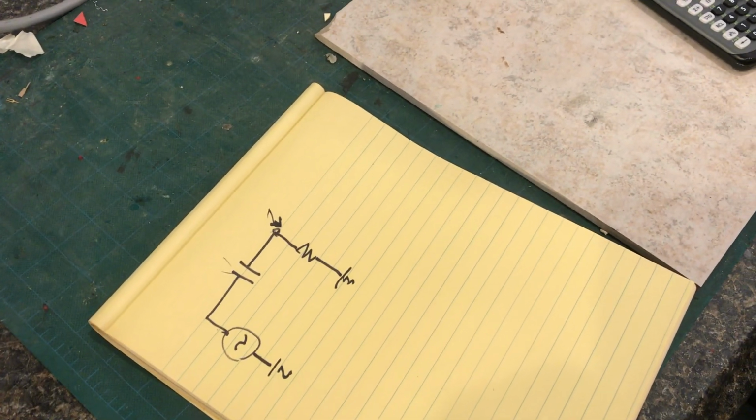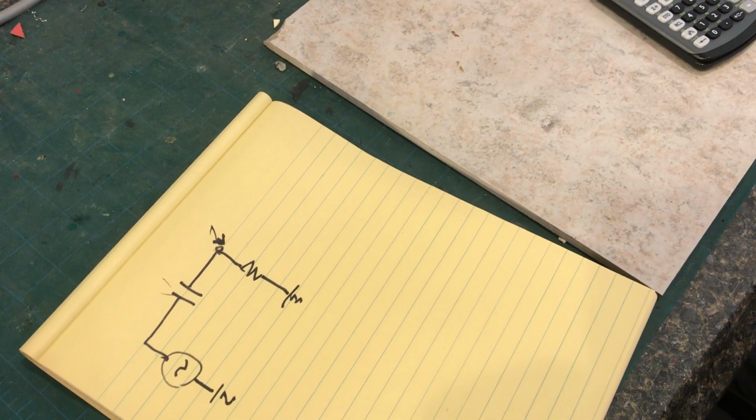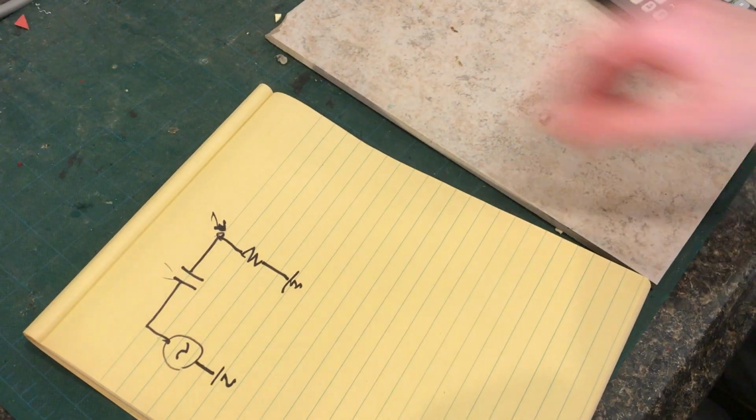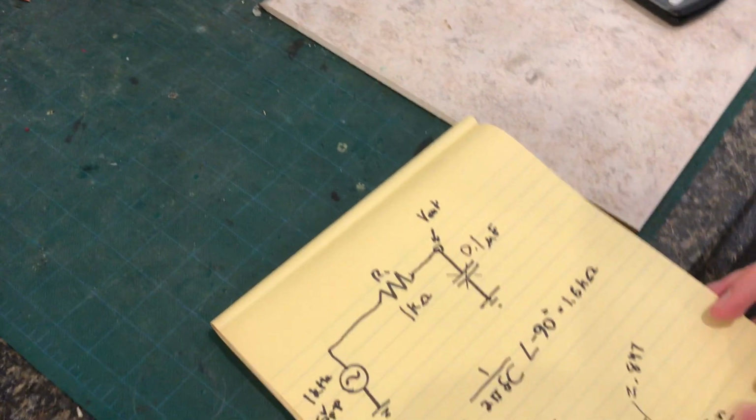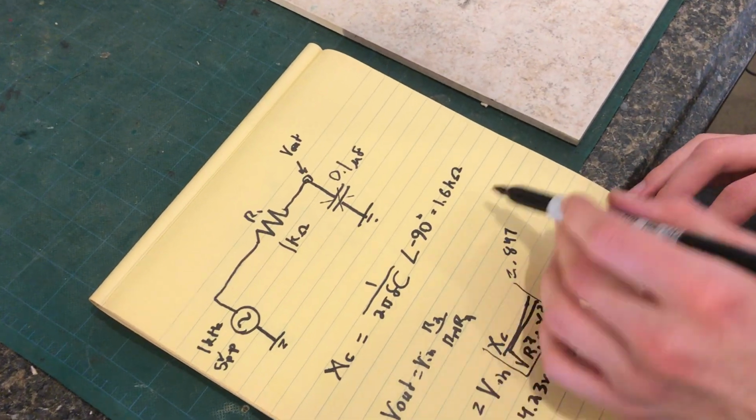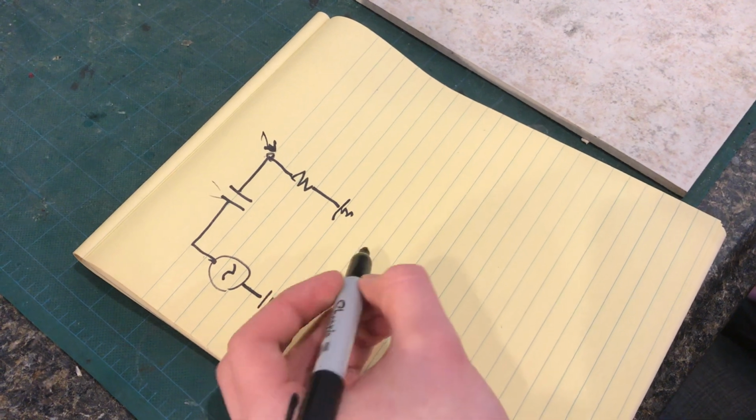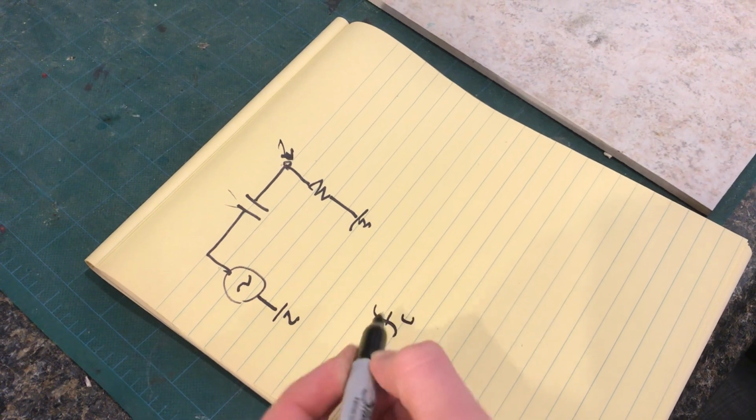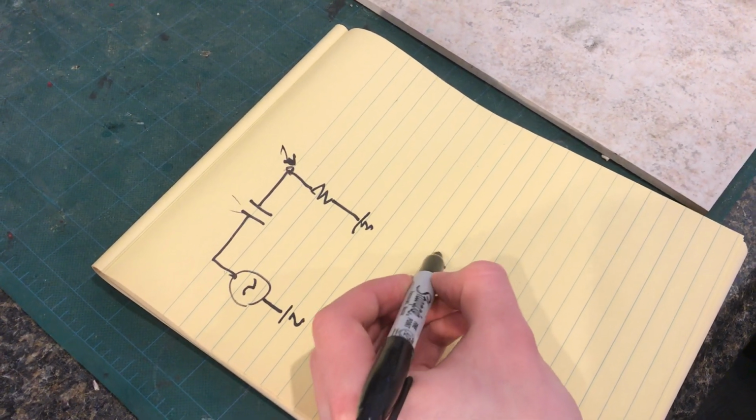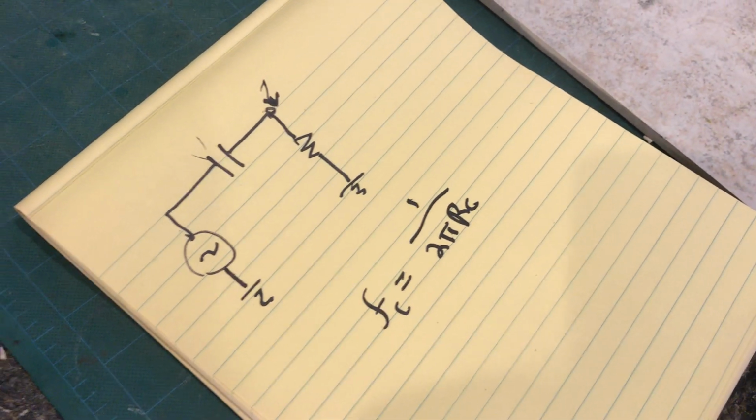And, oh, you know what? If you want to calculate the corner frequency for a circuit, did I do that on the last one? I think, no, we just calculated the impedance of the capacitor. The corner frequency is actually similar to the capacitive reactance equation. The corner frequency is 1 over 2 pi R times C.